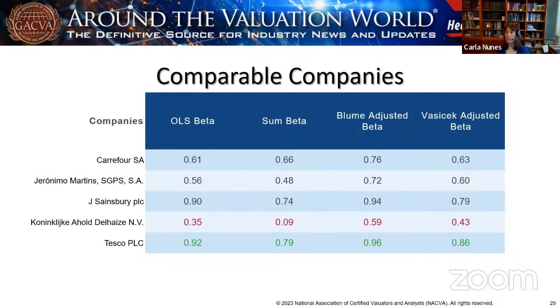So a few more comments on this. We have included in the appendix, which I know these slides will be shared with you, the definition of sum beta, Bloom adjusted, and Vasicek, so that you see it's very transparent what the calculations are. And a couple of notes. One, the Bloom adjusted is what people who have access to Bloomberg will know as the Bloomberg adjusted beta.